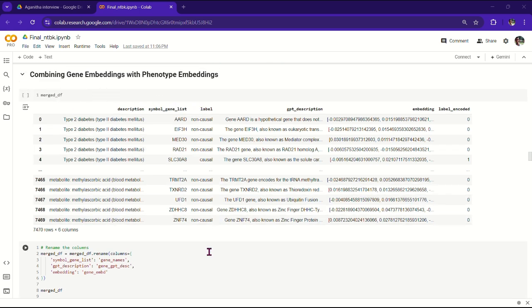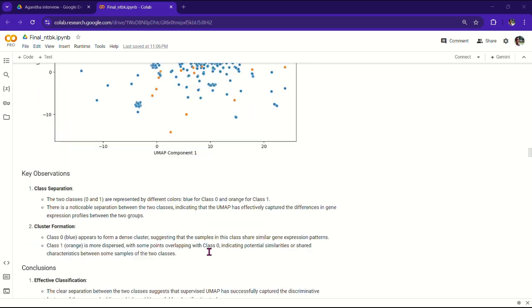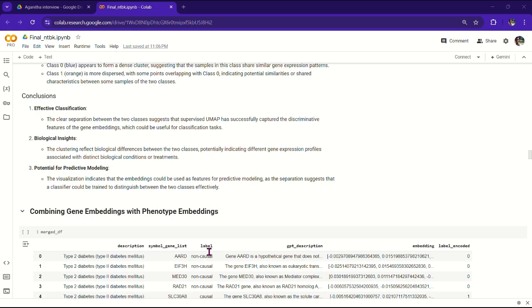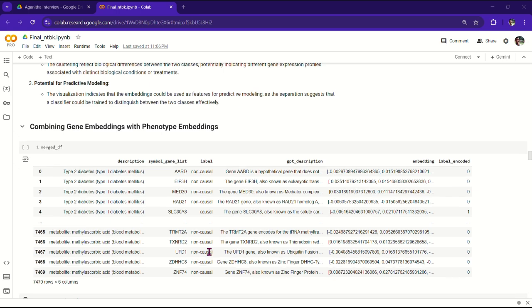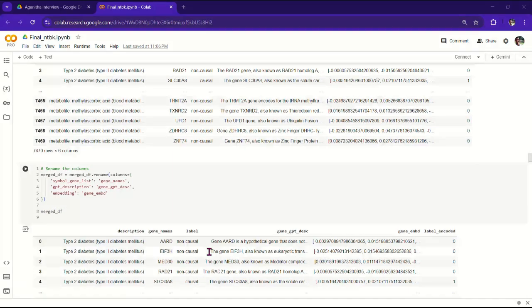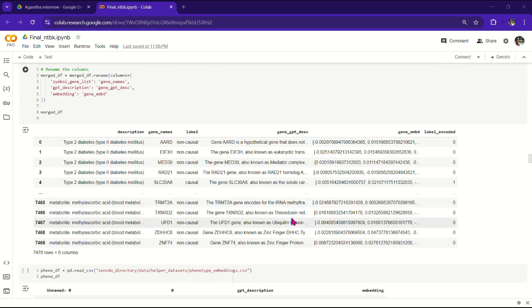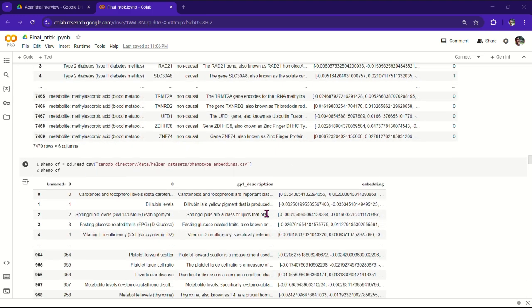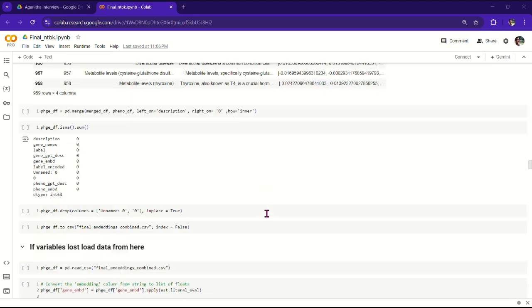Combining gene embedding with phenotype embedding. Up till here we analyzed the relationship between the causal and non-causal genes. From here we are going to analyze the relationship between gene embeddings and phenotype embedding, and how a particular embedding is distributed in phenotype embedding. First I renamed them, because I have to merge the phenotype embedding data into my final data. After renaming, I merged the final phenotype data.